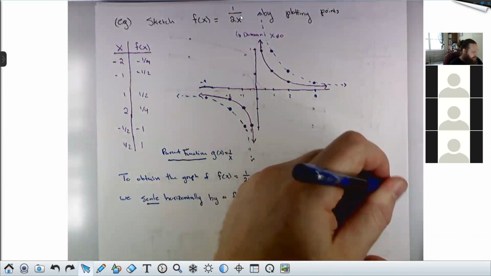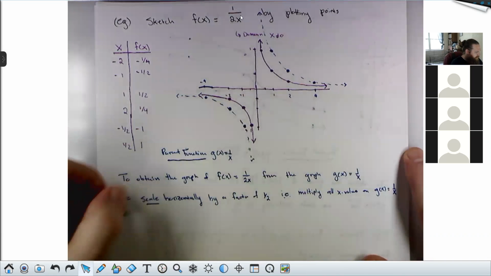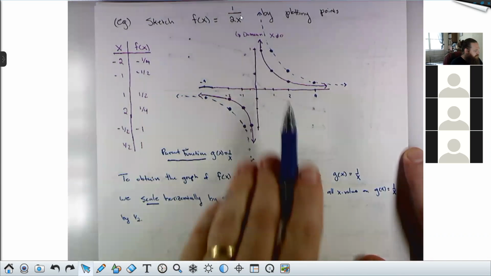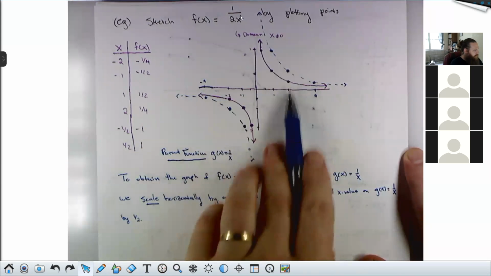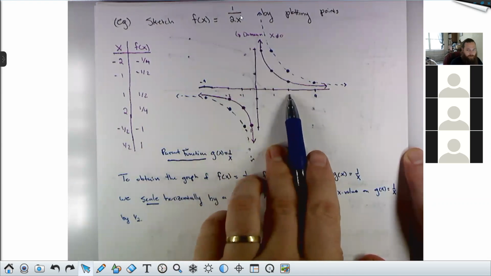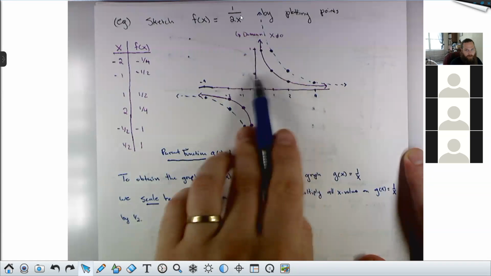Take the graph g of x equals 1 over x and multiply all the x values by 1/2. So like here I had the point 2 comma 1/2 on the graph of g. To get the associated point on the graph of f, I multiply by 1/2, and that becomes 1, 1/2.